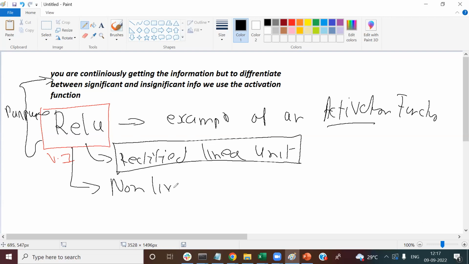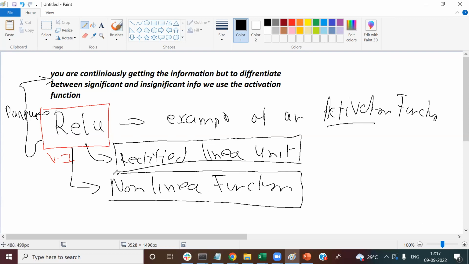It is a non-linear function. It is a non-linear function. Everyone please make a note of it and remember for lifetime that it is a non-linear function. It looks linear at first glance, but it is non-linear. And in the next 2 minutes you will understand why it is non-linear. But make a note of this. It is a non-linear function.